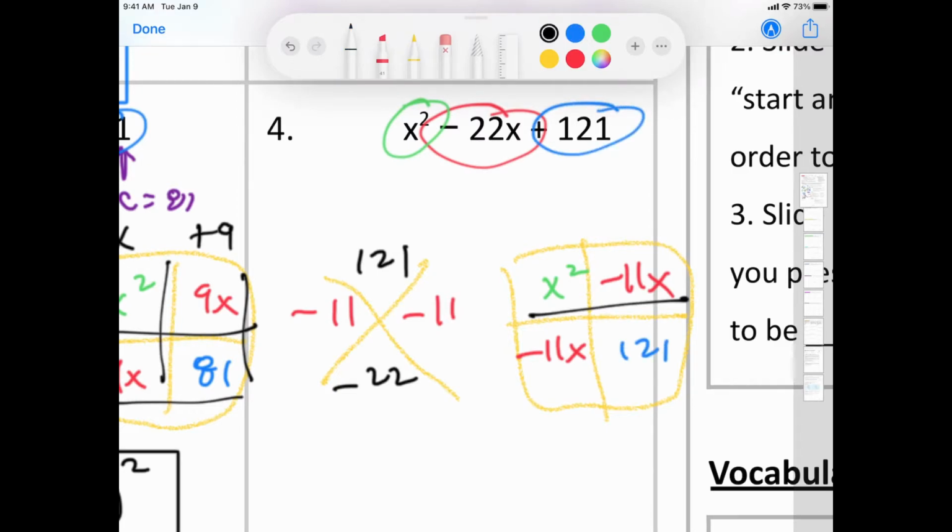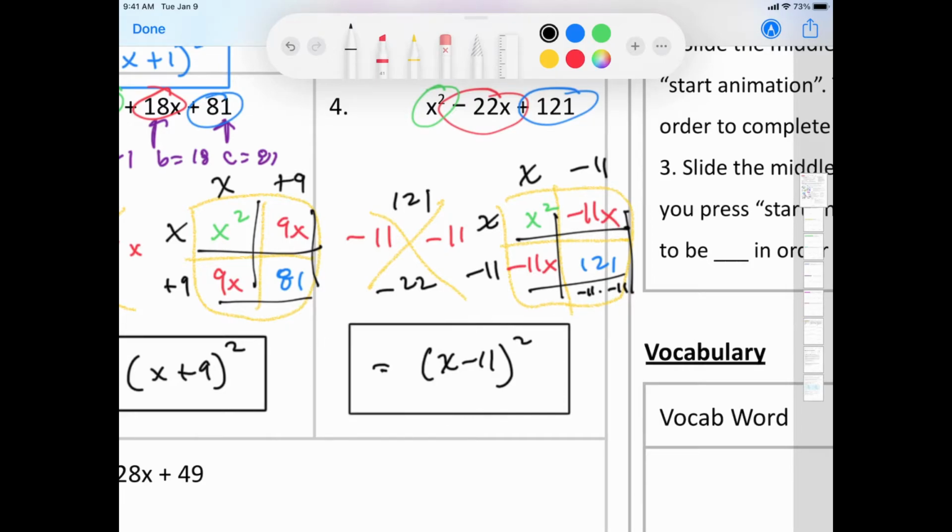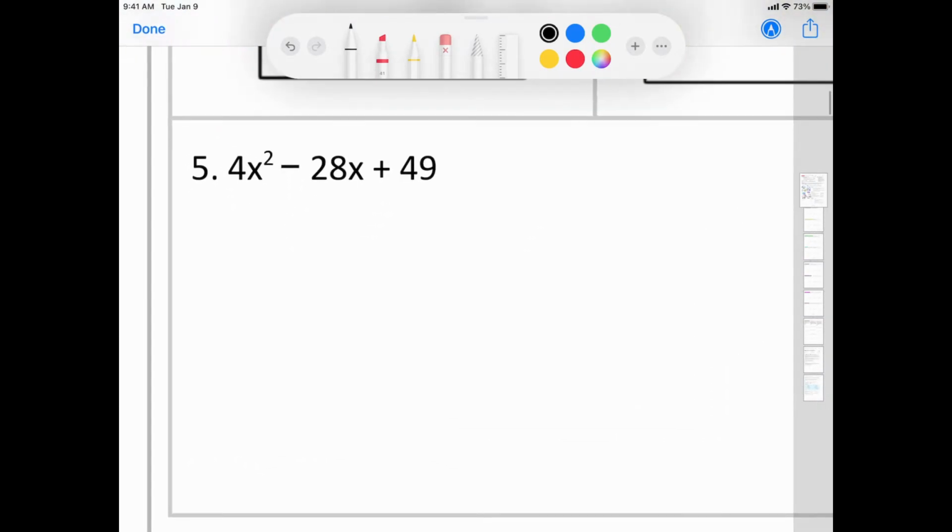And then what they have in common there is an x, negative 11. You might be asking, how is that a negative? It's negative 11 times negative 11. Does that make sense? This direction is going to be an x, and then this direction is going to be a negative 11. So x minus 11. How many do you have of those? 2. And the last one, number 5. Okay, so we have A is 4, B is negative 20, and C is 49.